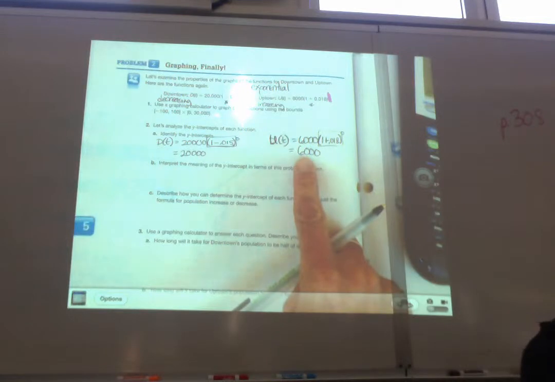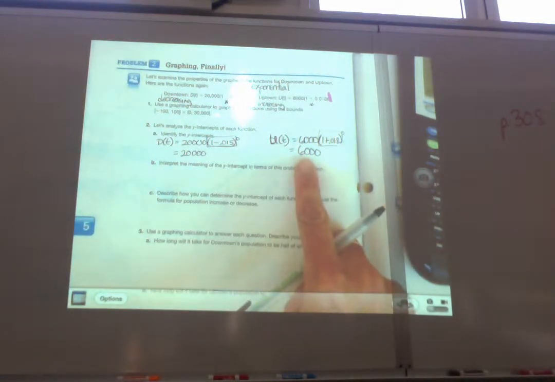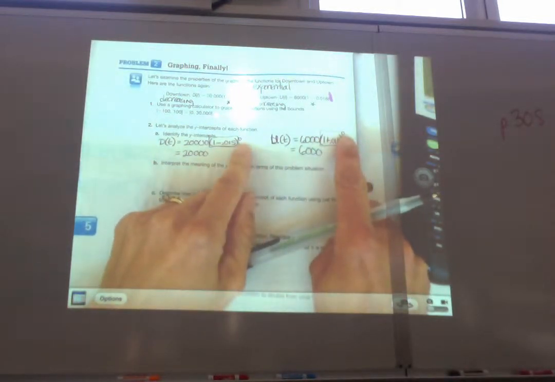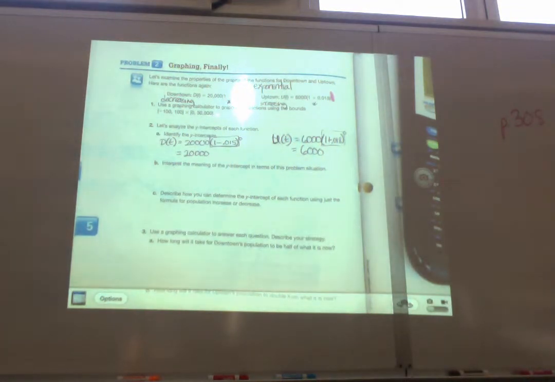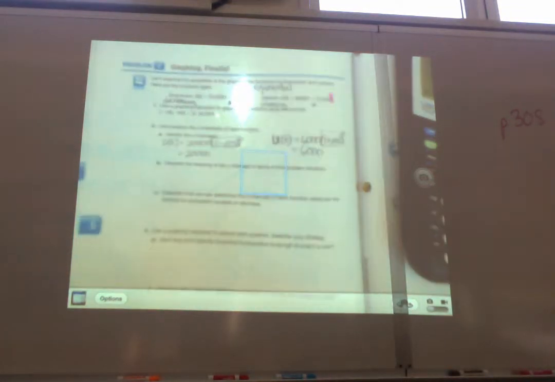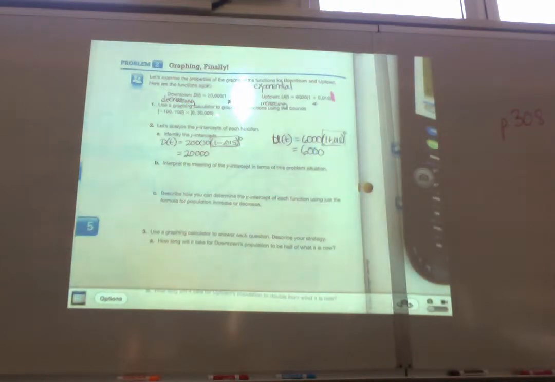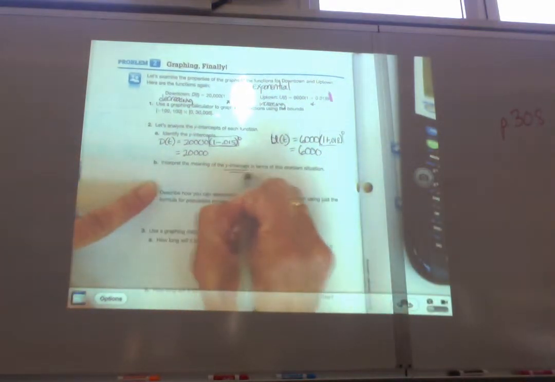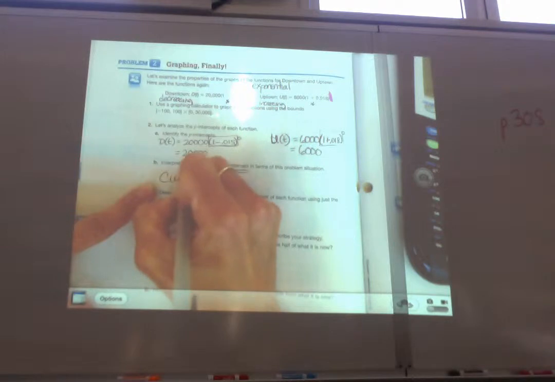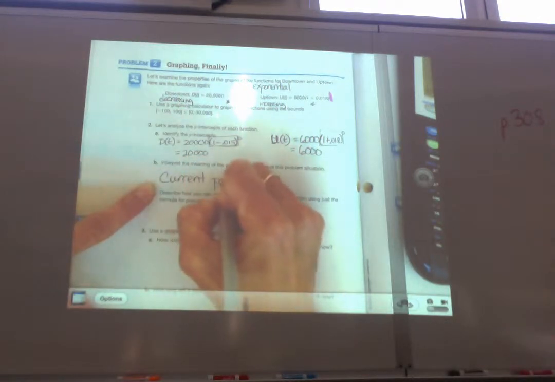What does 20,000 and 6,000 represent for downtown and uptown? Population at time 0, which is current time. It's not back a couple years. It's not forward a couple years. Time 0 is right in the moment. No time has elapsed, and I'm not thinking backwards. So the y-intercepts are current populations.